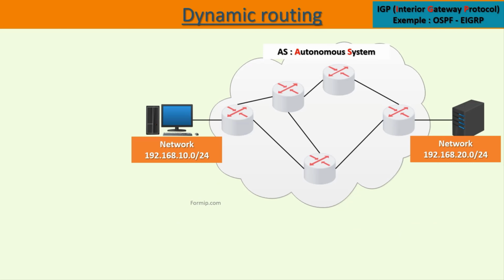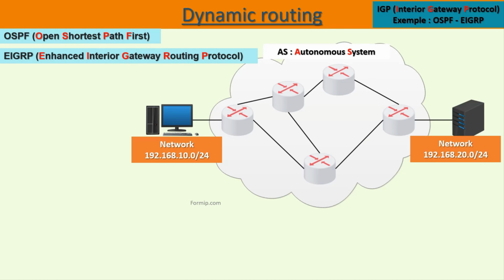Here is a new topology, with an autonomous system in which several routers are included. The PC on the left is part of the network 192.168.1.0/24, and the server on the right is in the network 192.168.2.0/24. The PC on the left would like to reach the server on the right, and the question we could ask is, what path will it take with all the routers in the middle? Well, it depends on the routing protocol that we're going to use.